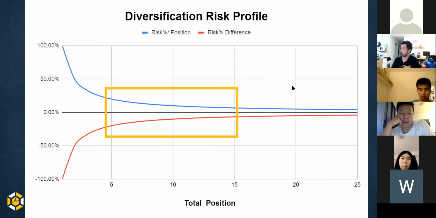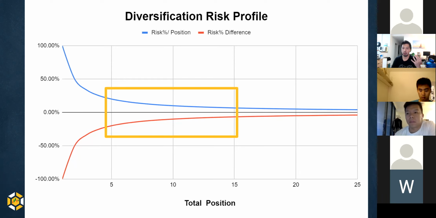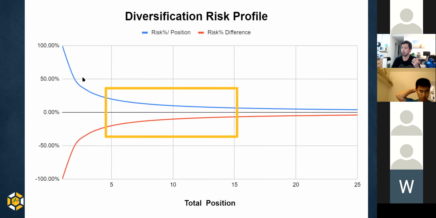So if you look at a total position of 20 and 25, the risk difference you reduce is not as big as when you go, let's say, from 3 to 5, right? That's why, based on the diversification risk profile, this is roughly the sweet spot.